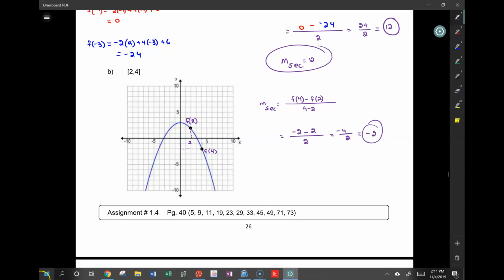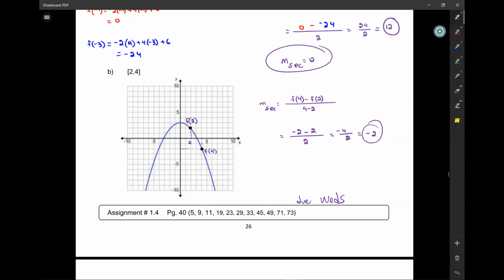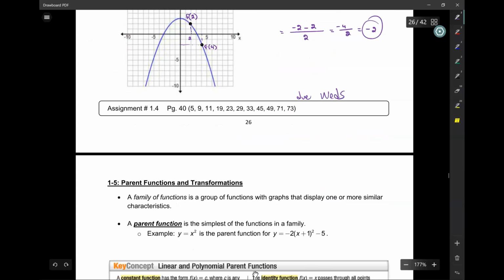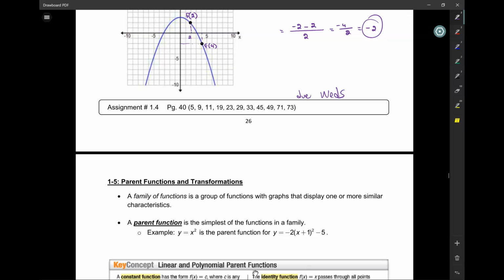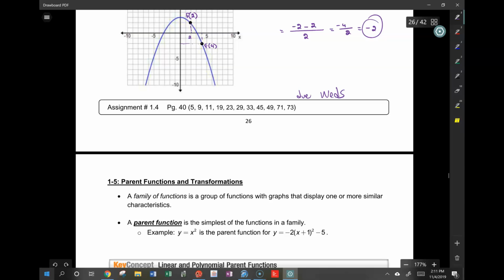All right, so this homework is due Wednesday. How do you write that interval? Yeah, so it would be that the average rate of change is -2. So this is going to be due Wednesday. Yeah.